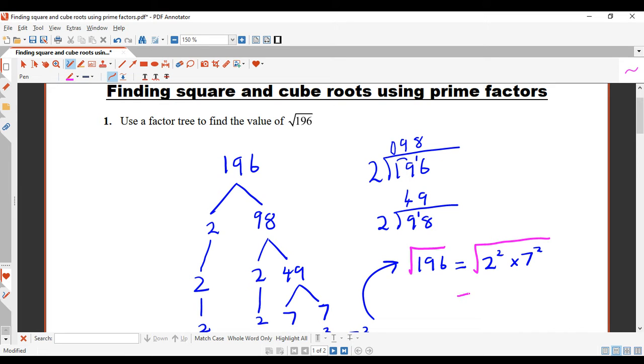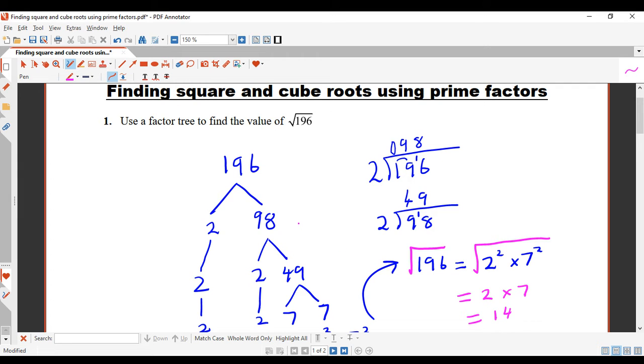Okay, now almost there. Square roots cancel out powers of 2 because they're opposites, the inverse operations. So these powers of 2 will be cancelled out by the square root. So we can just write then this is 2 times 7, which is then 14. So the square root of 196 is 14. You can check that on your calculator.